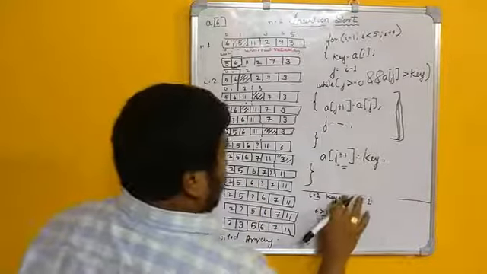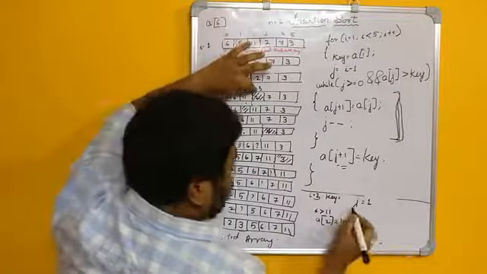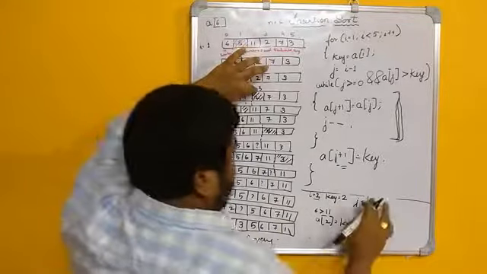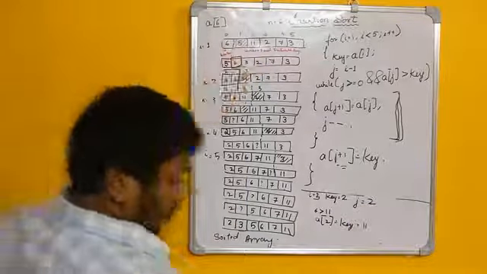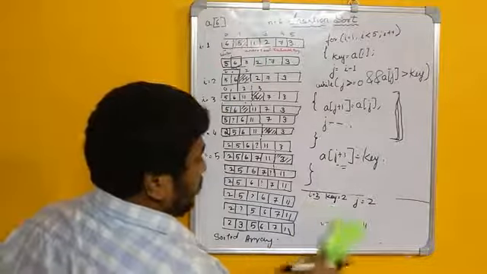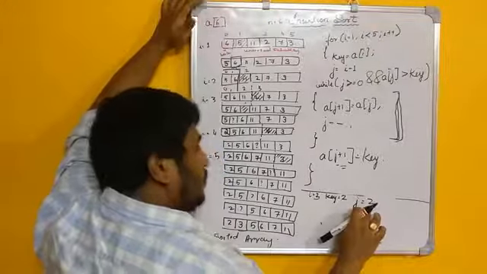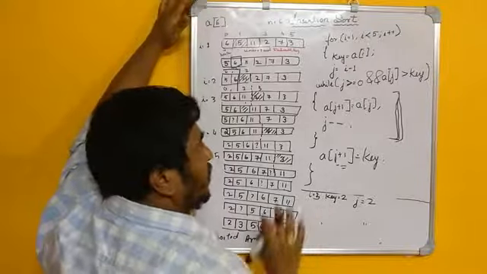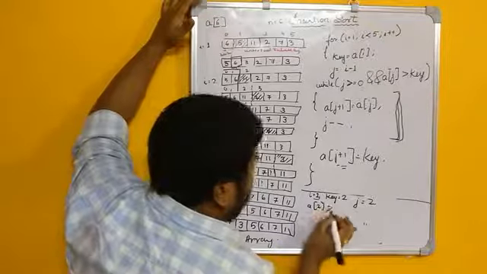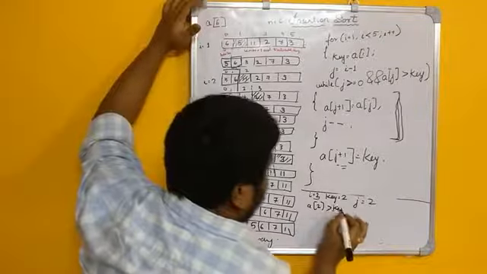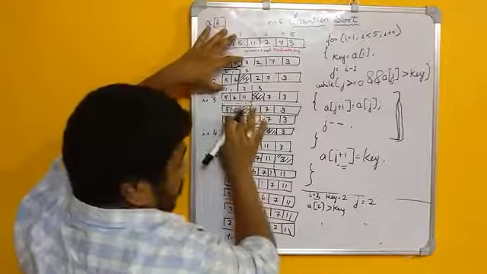Now check. Key is equal to A of i. A of i is A of 3, that is 2, and j is i minus 1. 3 minus 1 is 2. So again we have to check the condition. What condition? j is greater than or equal to 0? Yes, because j is 2, and 2 is greater than or equal to 0. The condition is true. Check the next condition: A of j, meaning A of 2, is greater than key. Now i is equal to 3. What is A of 2? It is 11.